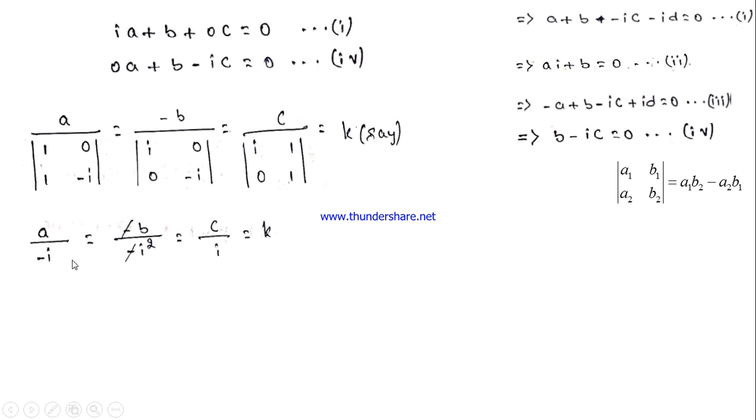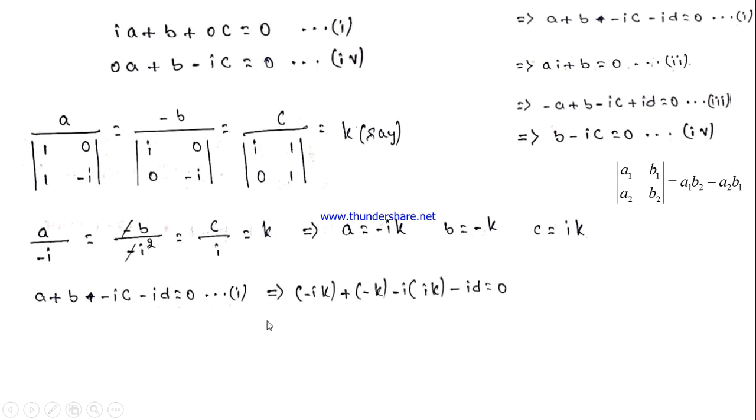Which means that each of these ratios is equal to k, which means a is equal to minus ik, b is equal to i square into k, that is minus k, c is equal to ik. Once you know the values of A, B, C, you can substitute in these equations to find the other constant d. To find d, I can use either equation number 3 or equation number 1. Right now I am using equation number 1, in which I am substituting the A, B, C values to find the value of d in terms of k, and I found d is equal to minus k in this case.